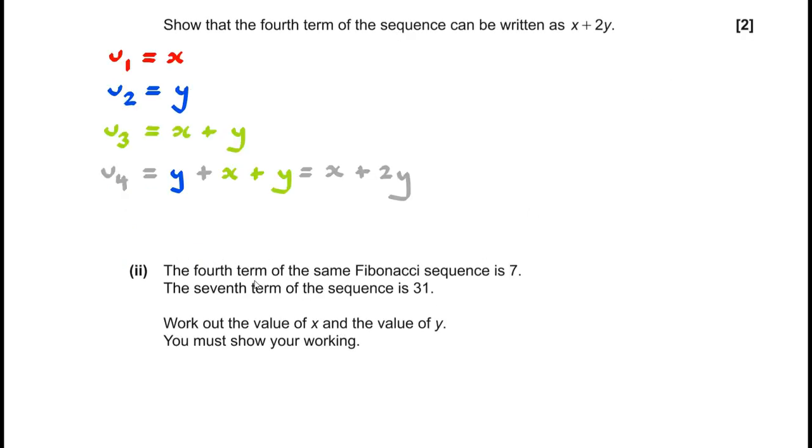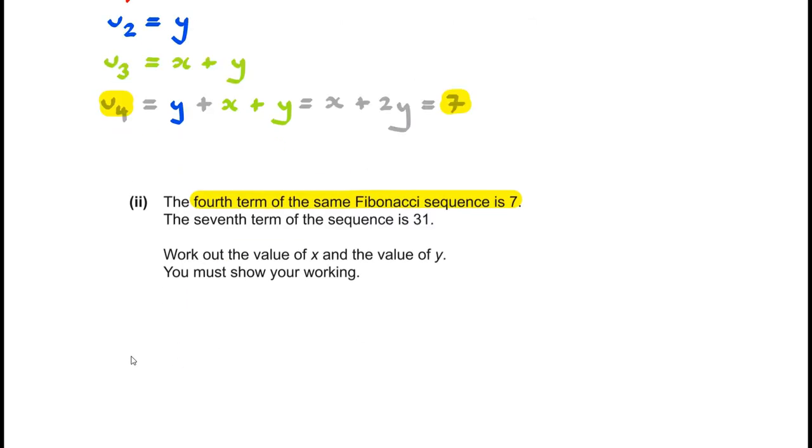We are then told that the fourth term of the same Fibonacci sequence is 7, the seventh term of the sequence is 31. We have to work out the value of x and the value of y. You must show your working. Well, we know that the fourth term is 7, so u4 is equal to 7. Then we know that the seventh term of the sequence is 31. So what we need to do now is find the fifth, sixth, and then seventh term.